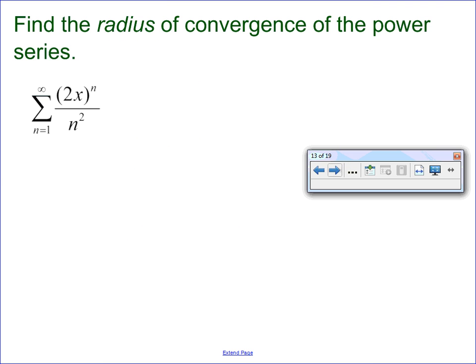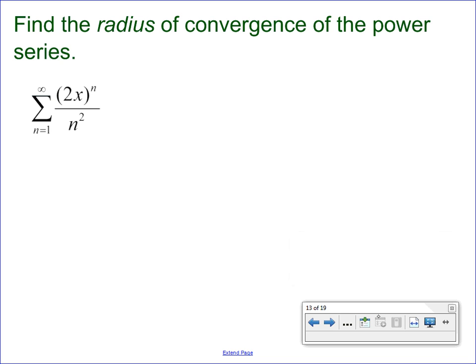All right, let's go ahead and turn our attention now to power series, where we've got a variable in the base of my power. So we're not just talking about a plain Jane nth term based on n. We've got a variable there, x, and we've got a power series. All right, so let's find the radius of convergence of the power series.